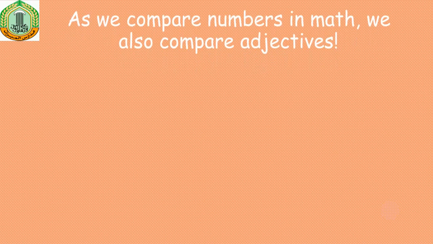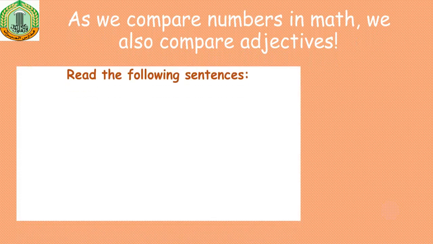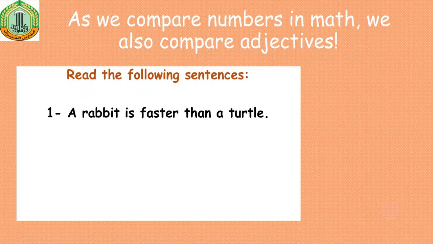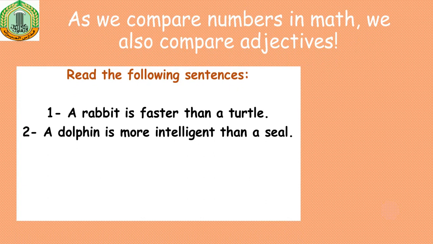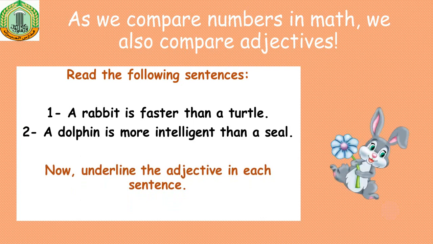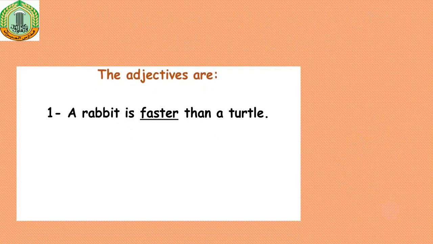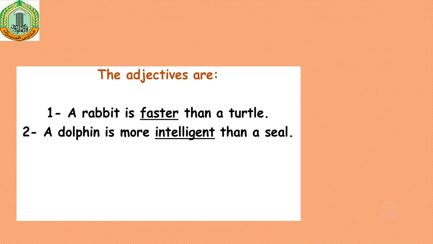As you compare numbers in math, we also compare adjectives. Read the following sentences. A rabbit is faster than a turtle. A dolphin is more intelligent than a seal. Now underline the adjective in each sentence. The adjectives are faster, intelligent.